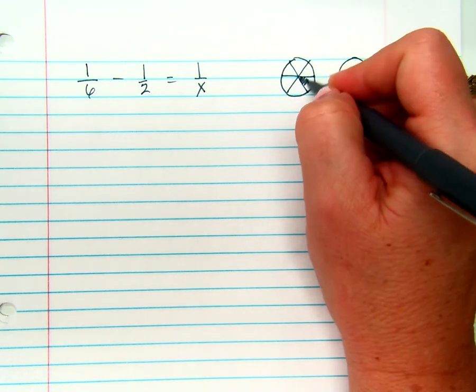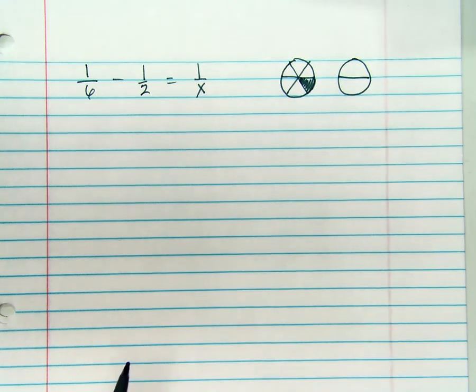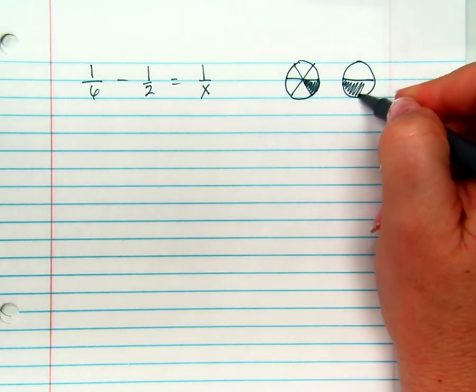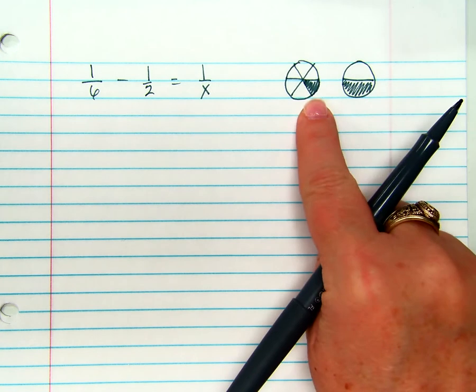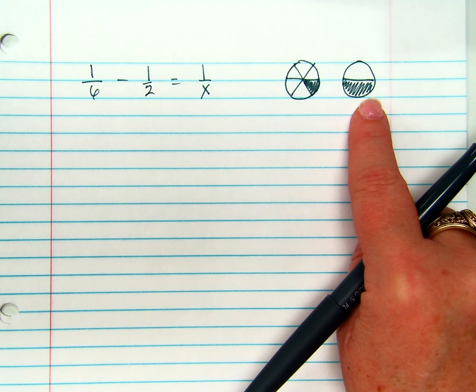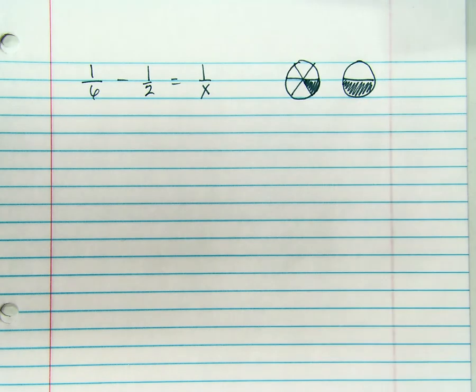Is this a visual representation of 1/6? Okay, is this a visual representation of 1/2? If I say 1/6 minus 1/2, what kind of number am I going to get? Negative. And the question is asking me how long it'll take. Can we get negative time in this situation?